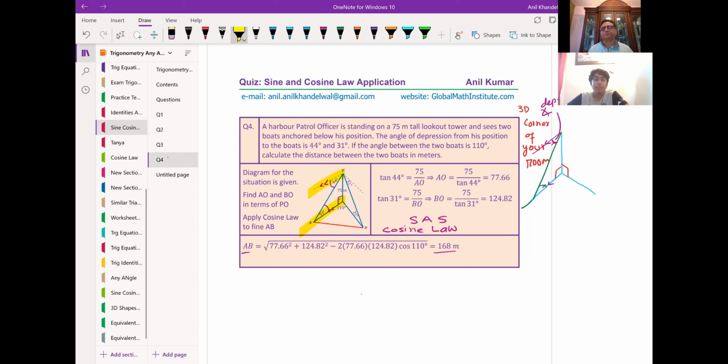Sir, when you're making these 3D diagrams, how much do you have to envision it to make the 3D diagram? You have to have a vision. Make this vertical.